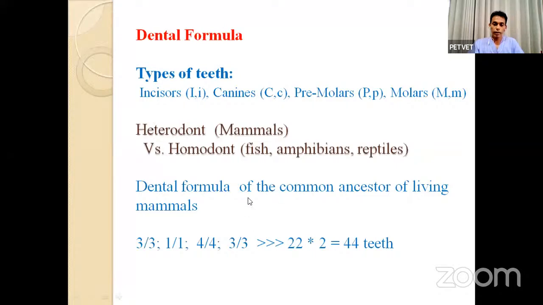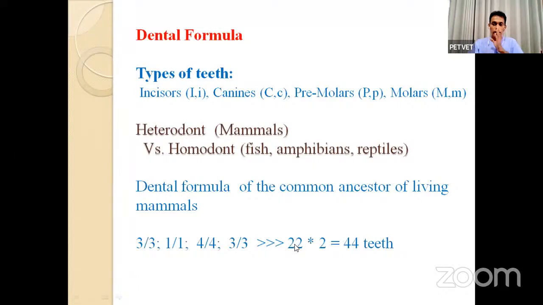And there is a common ancestor of all the present day mammals. The dental formula for this common ancestor of mammals is like this. If you look at this, altogether there are 44 teeth in this typical common ancestor of mammals. That 44 comes as 22 teeth on one side. If you divide your oral cavity into left side and right side, on one side you have 22 teeth. You multiply it by 2 and you get 44. So this is the typical common ancestor's number of teeth.